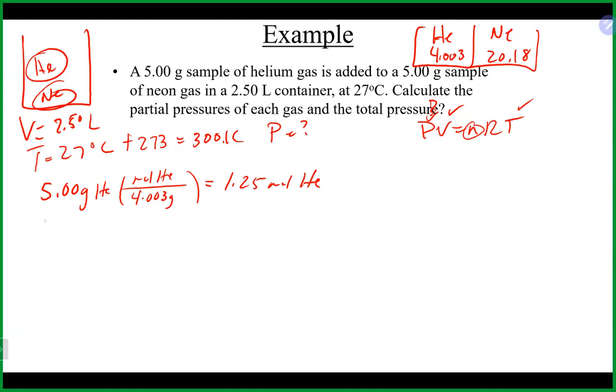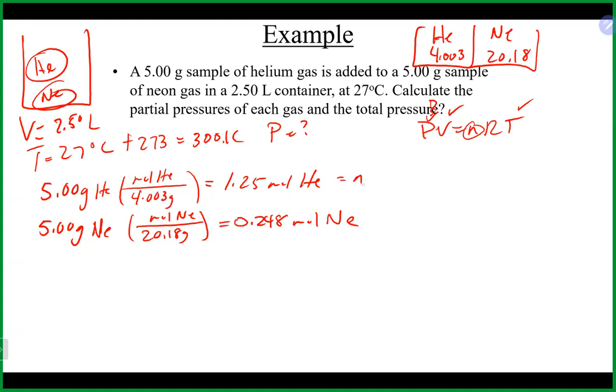We're going to take our 5 grams of neon, and we'll divide by our 20.18 grams per mole of neon. And that's going to get us 0.248 moles of neon. Any questions on that so far? So now that we have the moles of each of these, which in the ideal gas law is equal to n, we have pretty much everything we need to solve for the partial pressures.